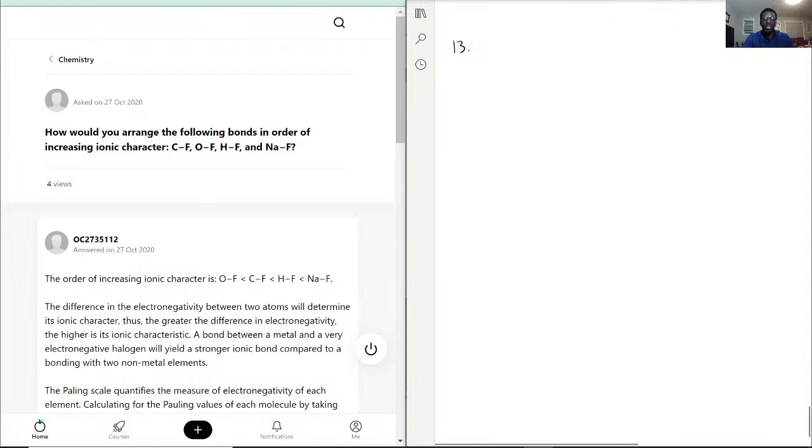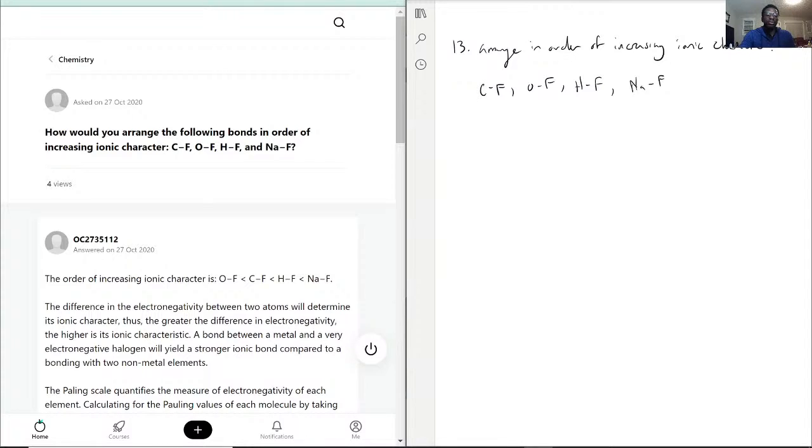Now, question 13. How would you arrange the following bonds in order of increasing ionic character? For this, we have CF, OF, HF, and NaF.